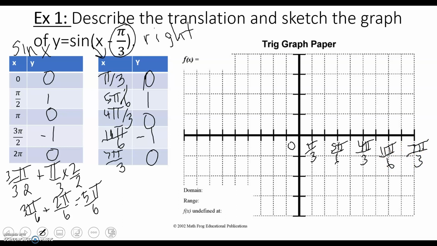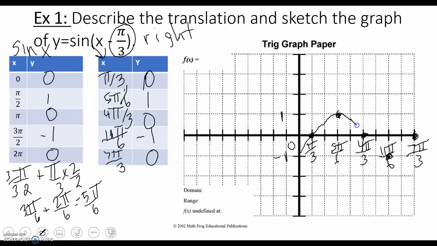And so at pi over 3, we would have 0. At 5 pi over 6, we would have 1. That's 1. This is negative 1. At 4 pi over 3, we will be back at 0. At 11 pi over 6 would be a negative 1. And at 7 pi over 3, we will be back at 0.